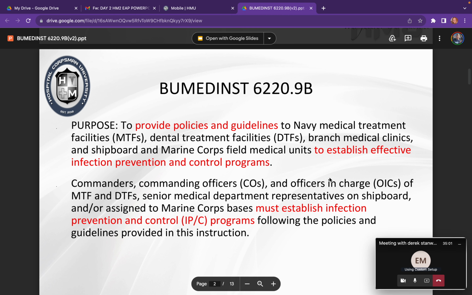All right, so the first part's really not going to be on the test, but obviously the purpose is to establish infection prevention and control programs with each command. Okay, and remember when I said keywords when you're looking at responsibilities? You see CO here, right? Look what keyword is in this. Establish, right? See the word establish, the first responsibility that should be popping up in your head is commanding officer. They establish the infection prevention and control programs.